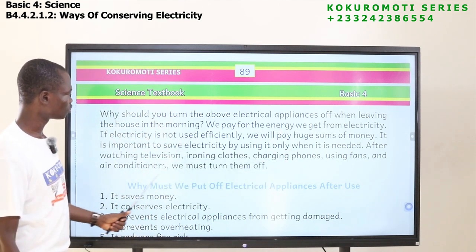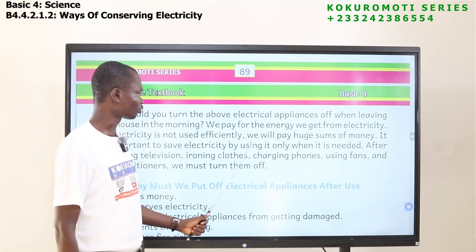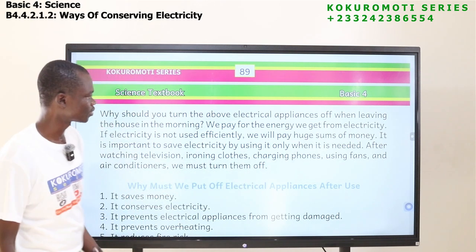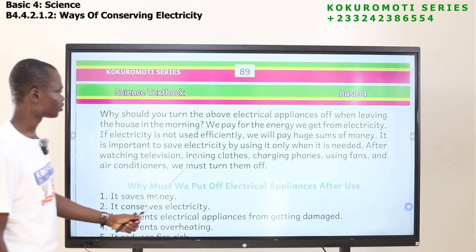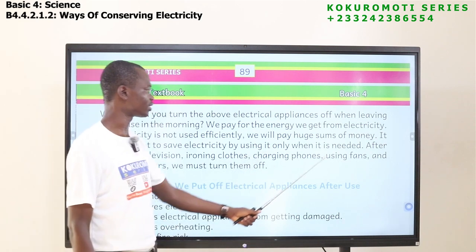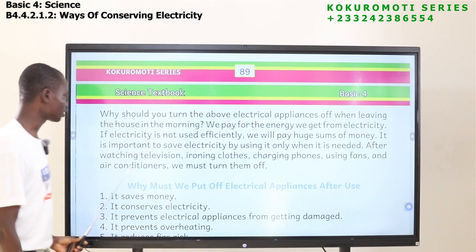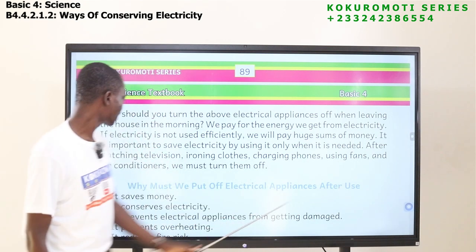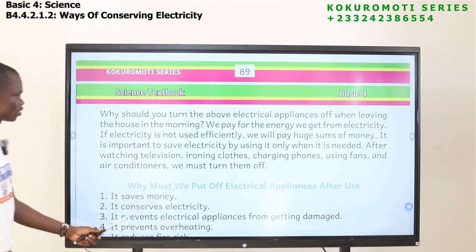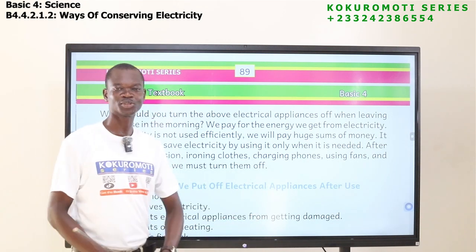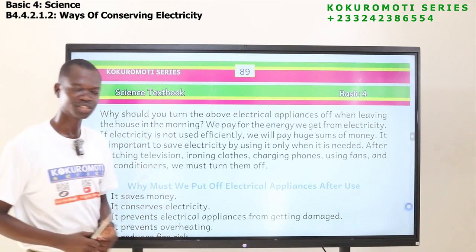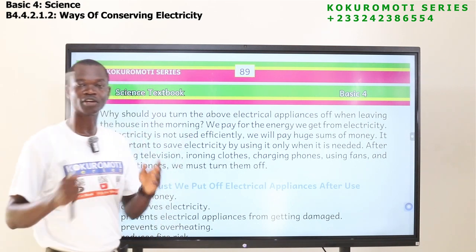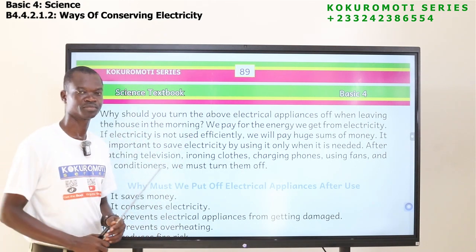If electricity is not used efficiently, we will pay huge sums of money. It is important to save electricity by using it only when it is needed. After watching television, ironing clothes, charging phones, using fans, and air conditioners, we must turn them off. So you see, if they are not in use, turn them off. After you have finished using them, turn them off.